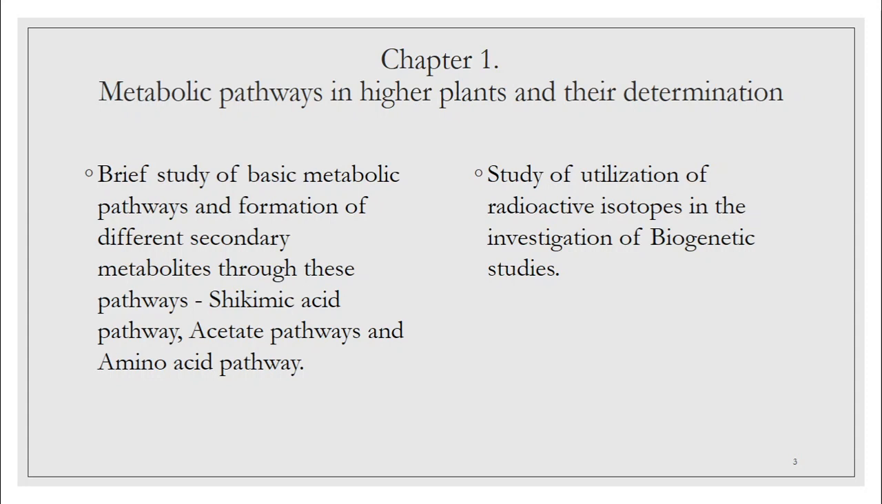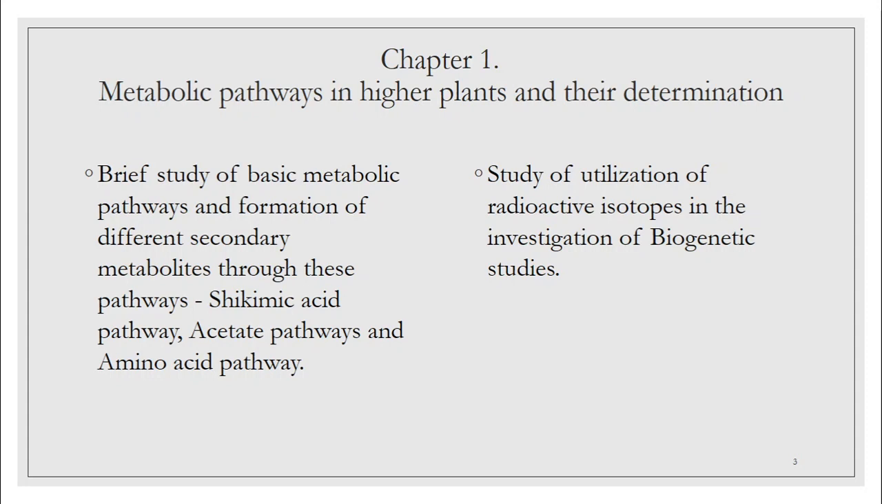Metabolic pathway in higher plants and their determination: brief study of basic metabolic pathways and formation of different secondary metabolites through these pathways, namely shikimic acid pathway, acetate pathways. Acetate pathways contain mainly two types of pathway, acetate mevalonate and acetate malonate, and amino acid pathway. The second subtopic in this chapter is study of utilization of radioactive isotopes in the investigation of biogenetic studies.